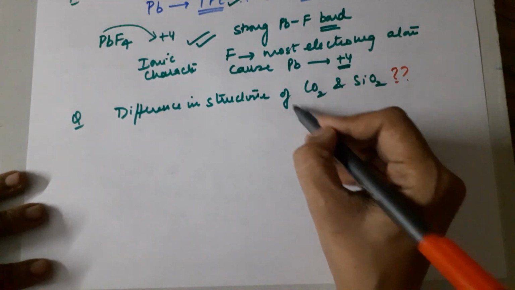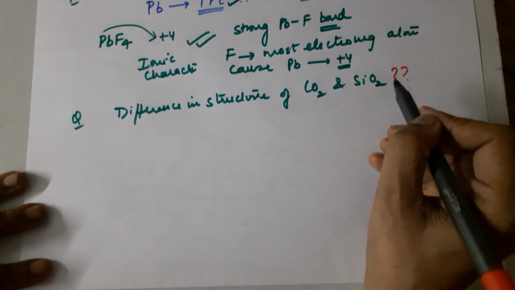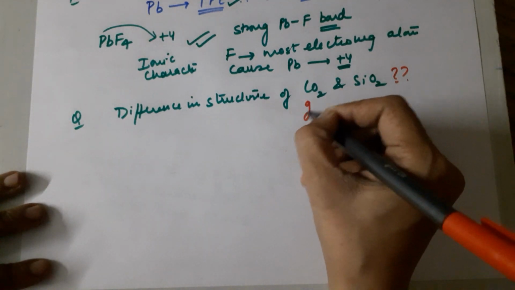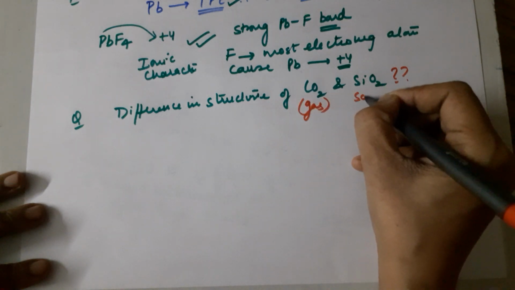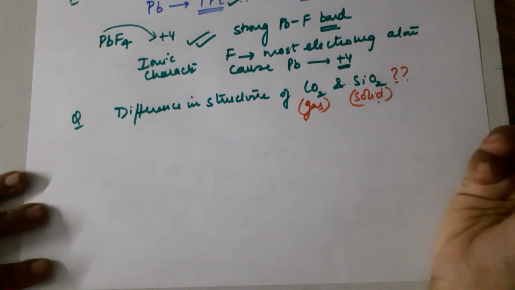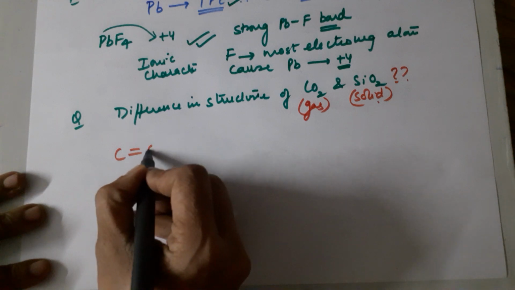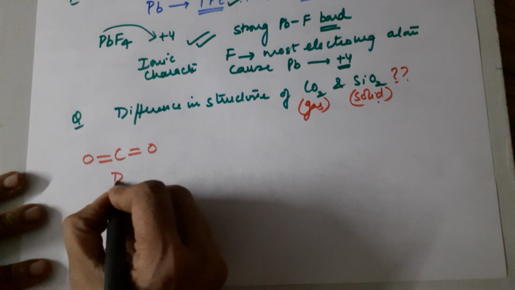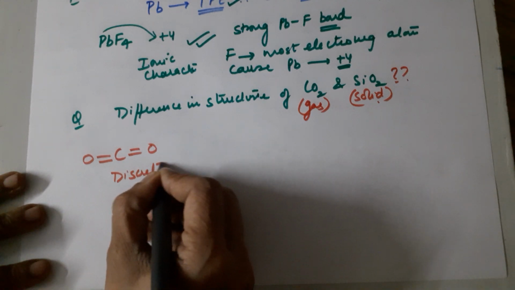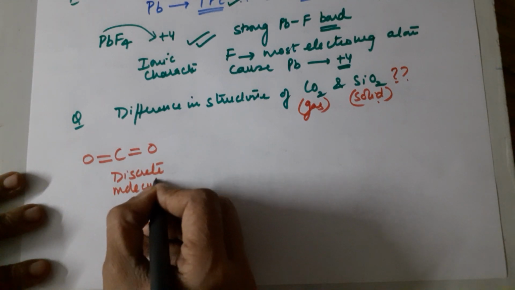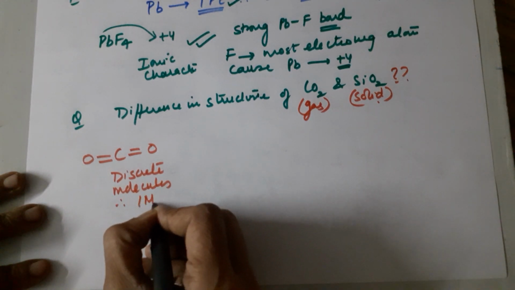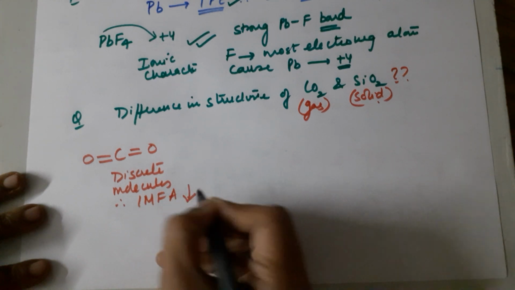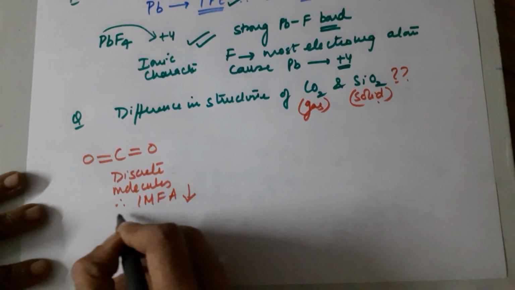How is CO2 and SiO2 structurally different? They have to be. CO2 is a gas while SiO2 is a solid. Why so? In case of CO2, the structure ends here. It is single units, exists as discrete molecules. Therefore, intermolecular force of attraction is weak, which of course is London force.